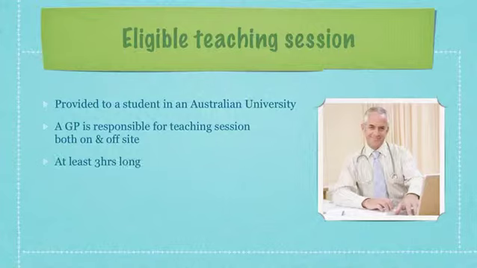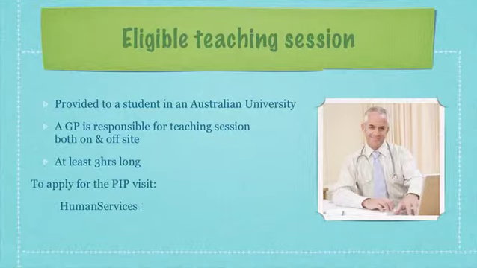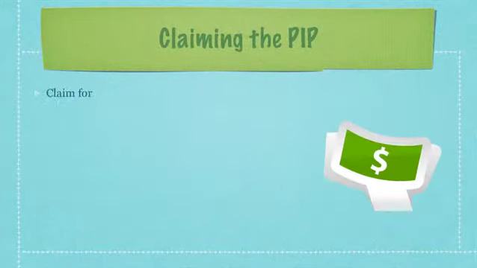Practices that are already registered for the PIP don't have to do anything to apply for this payment. If your practice isn't registered for the PIP, you can apply through Health Professionals Online Service, HPOS, at humanservices.gov.au/health professionals. Practices must complete a claim form at the end of a teaching session and send it to PIP to get paid.